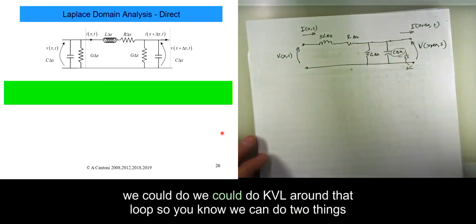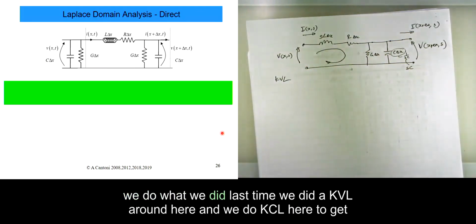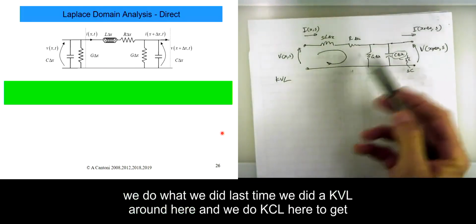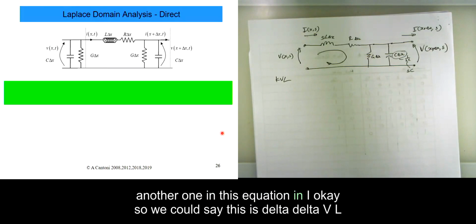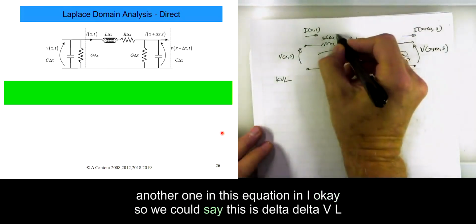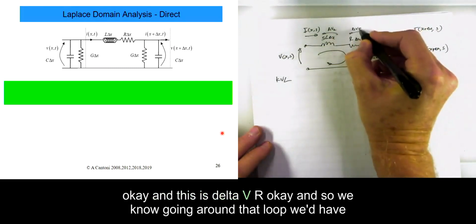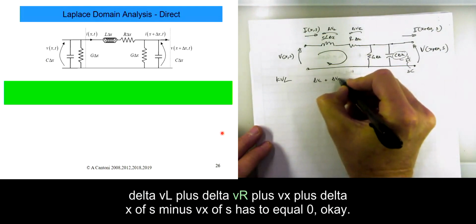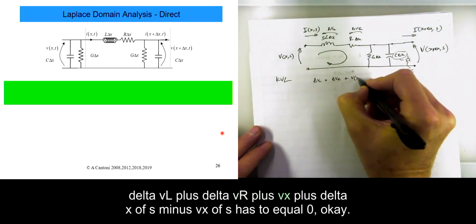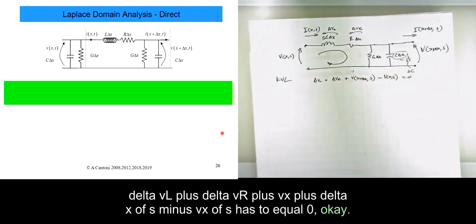So we could do KVL around that loop. We do like we did last time: KVL around here, and KCL here, to get the two equations, one giving us an equation in V, and another giving us an equation in I. So we could say this is delta VL, and this is delta VR. Going around that loop, we have delta VL plus delta VR plus Vx plus delta x of s minus Vx of s equals 0.